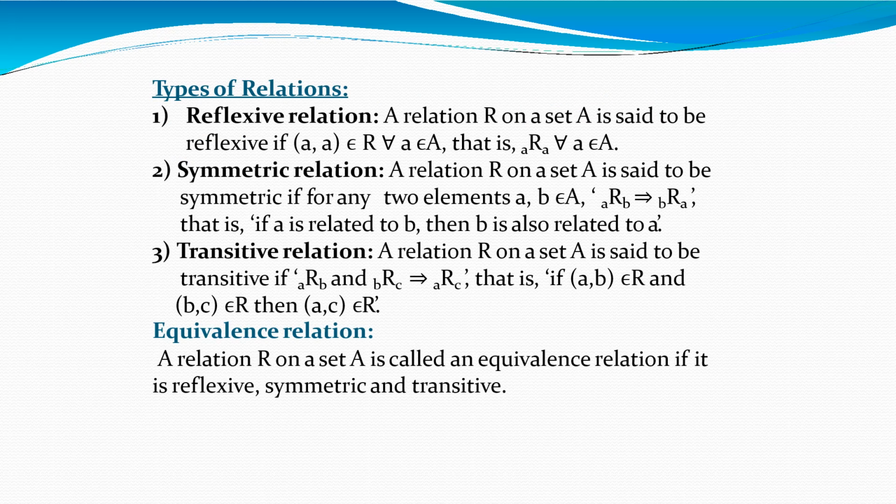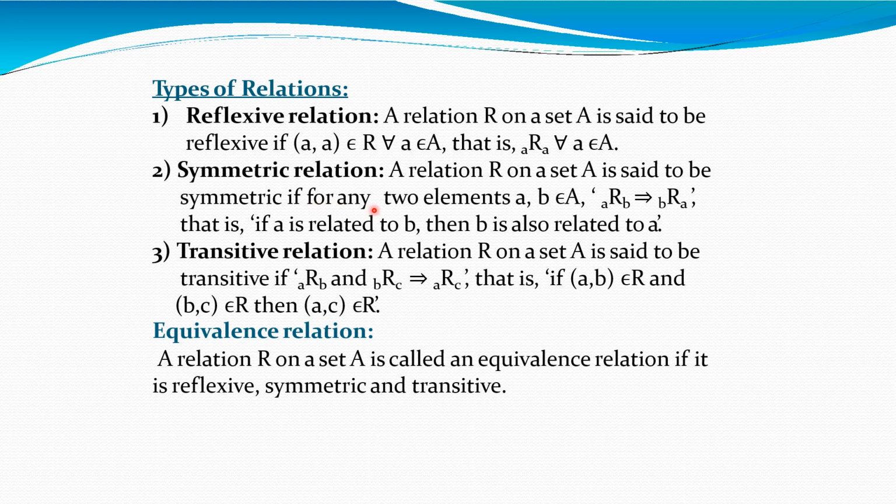Now, see some types of relations. First is reflexive relation. A relation R on a set A is said to be reflexive if (a, a) belongs to R for all a belonging to A. That is, a is related to a for all a belonging to A. So what is the meaning of reflexive relation? If we are considering any set A and R is some relation defined on A, then every element of A must be related to itself. Then only that relation is a reflexive relation.